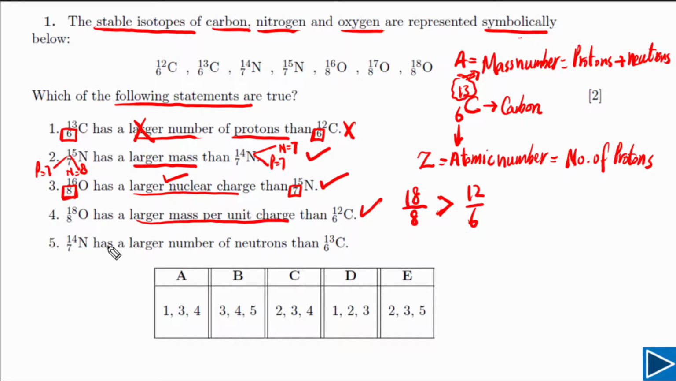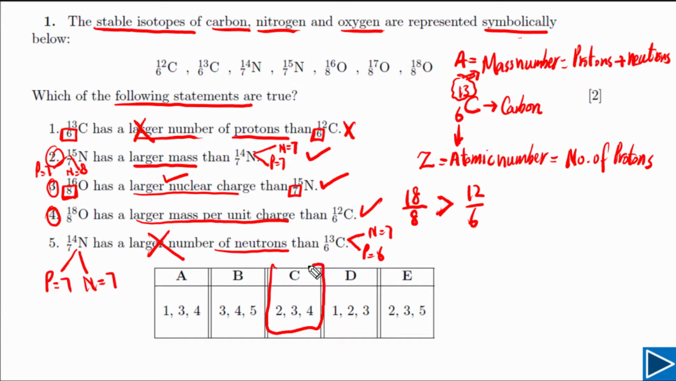Now the next one says nitrogen 14 has a larger number of neutrons. If we look at nitrogen 14, this has 7 protons and 7 neutrons. If we look at C13, it has 6 protons and 7 neutrons. So they have the same number of neutrons. So this statement is false, meaning it's not true. So statements 2, 3, and 4 are true. So our answer for this question is C.